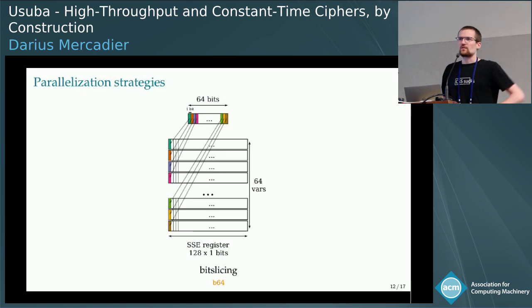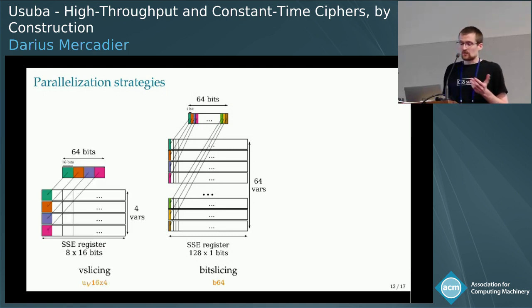If I sum up a bit about the parallelization and slicing strategies we can use for Rectangle, the basic one is bit slicing. So you take your 64 bits and each one of them goes in a different variable. Here, you have a lot of parallelism, a lot of throughput. Your permutations, so your left rotations, can be done at compile time, it's very efficient. However, you have a lot of pressure on your registers, which is not ideal.